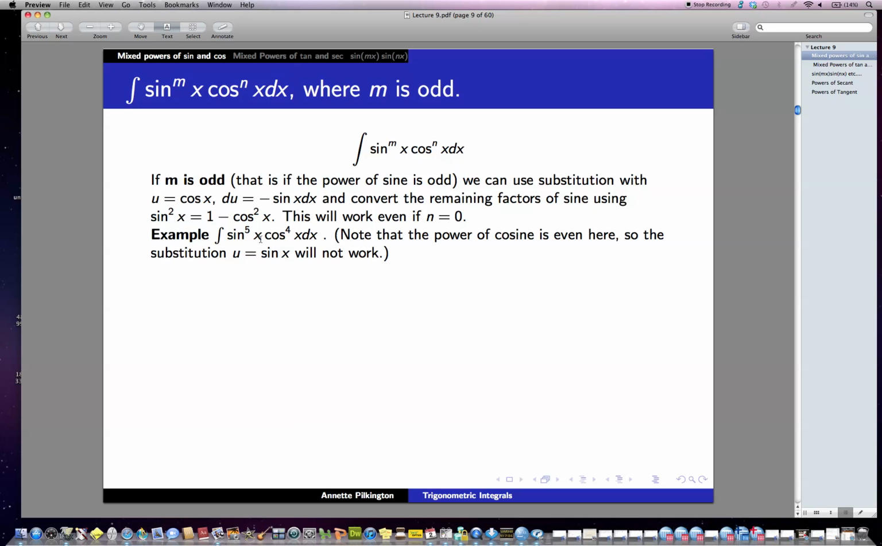Let's look at the example sine to the 5x times cosine to the 4x dx. Here my previous strategy, letting u equal sine x, will not work because the power of cosine is not odd. However, I can let u equal cosine x and convert the even powers of sine to powers of cosine. So if I let u equal cosine of x, I'm going to convert minus sine x dx to du, and I'm going to convert every sine squared to 1 minus cosine squared, which is 1 minus u squared.